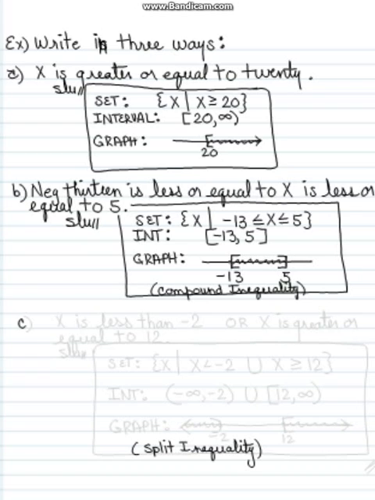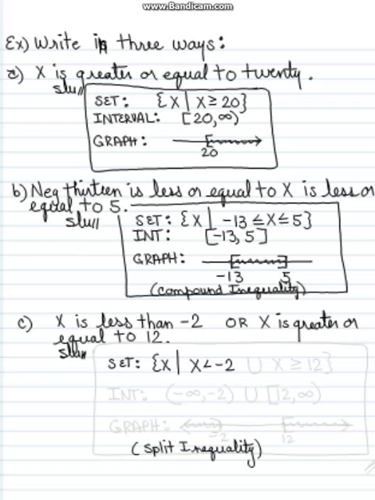Part C, we'll write x is less than negative 2, or, which means union, x is greater than or equal to 12. Okay, let's write this in the three notations. First, set notation: write your curly set brackets, start with all real numbers x such that x is less than negative 2. Now for the word or, we're going to use the union symbol, the U, and then write x is greater than or equal to 12, curly set bracket.